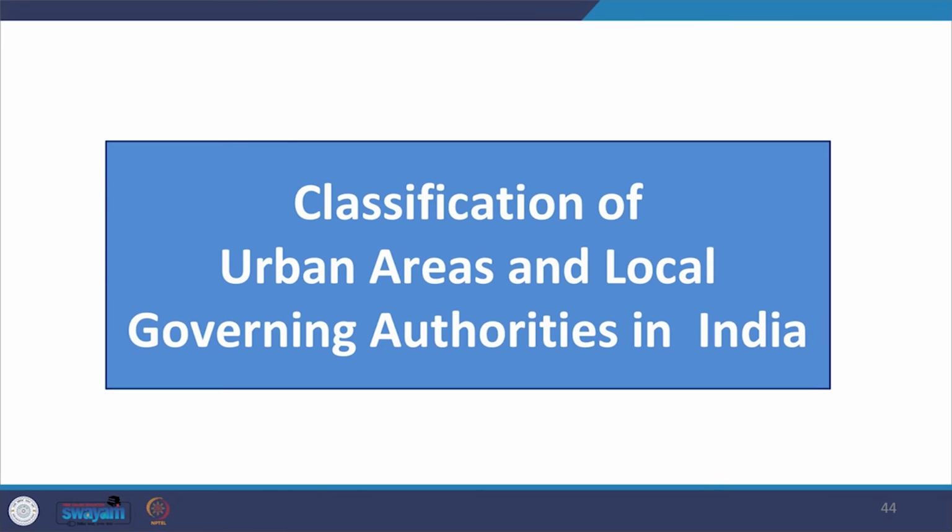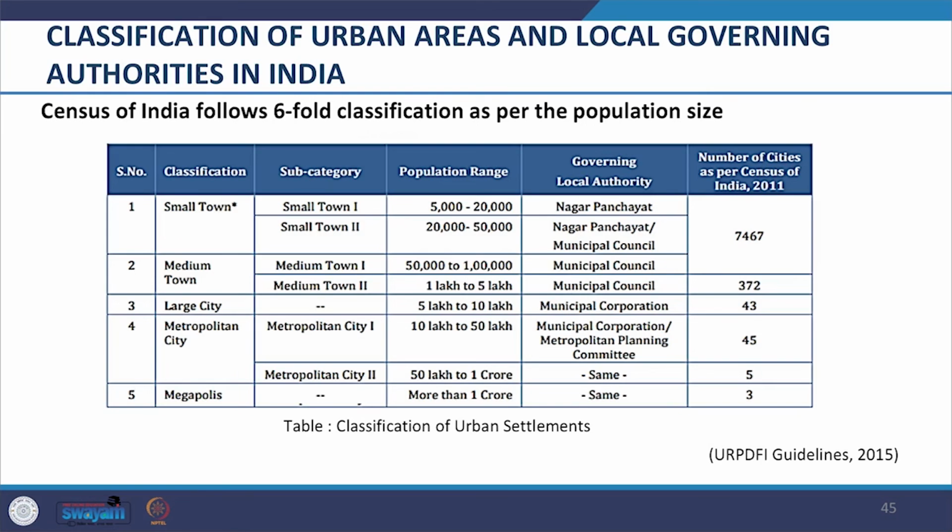Coming to the last segment, where we look at the classification of urban settlements, and this we look at particularly in the Indian context. We see the Census of India follows a six-fold classification as per the population size. So we identify small town, medium town, large town, metropolitan city and megapolis. Here we see that it also has subcategories. We identify small town 1, small town 2. This is based on the population range.